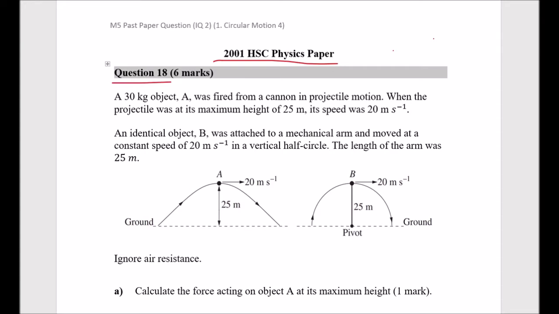A 30 kg mass, which we have as A over here, was fired from a cannon in a projectile motion. When the projectile was at its maximum height of 25 meters, its speed was that. An identical object, B, was attached to a mechanical arm and moved at a constant speed of 20 meters per second in a vertical half circle. So that's our circular motion there. The length of the arm was 25 meters.